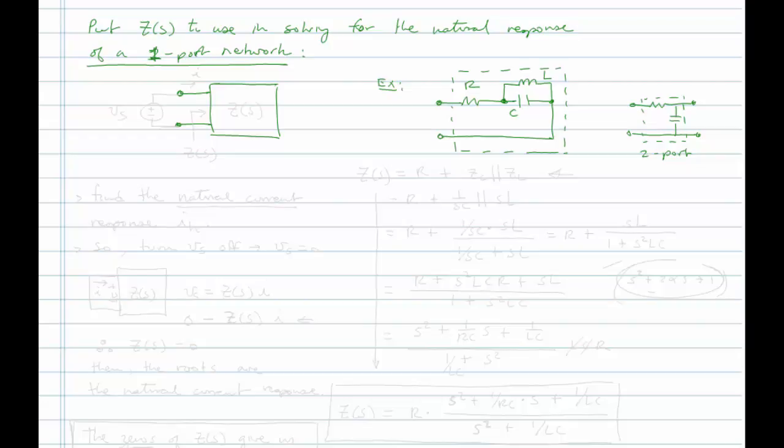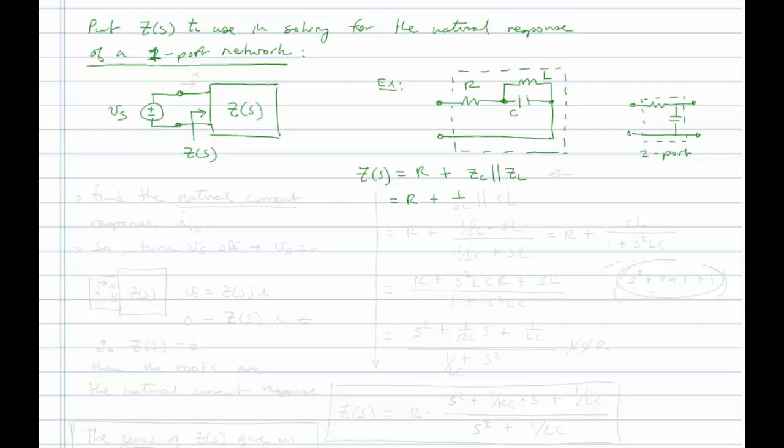So I'm going to excite this one-port network with a voltage Vs. And I'm going to represent this one port by writing Z sub S, meaning when you look into this one port, you see an impedance Zs. Now, let's look at our example here. What would Zs be in this case? Zs would be equal to R in series with a parallel combination of the impedance of a capacitor and the impedance of an inductor. So let's work that out.